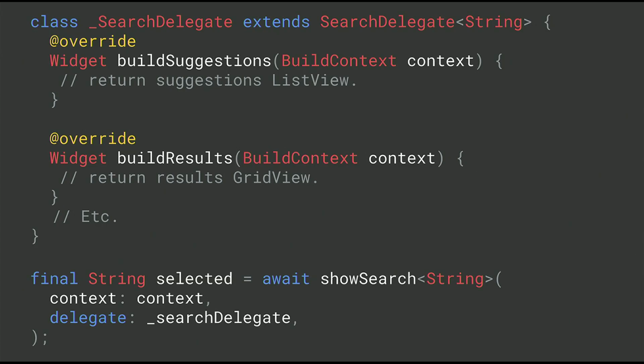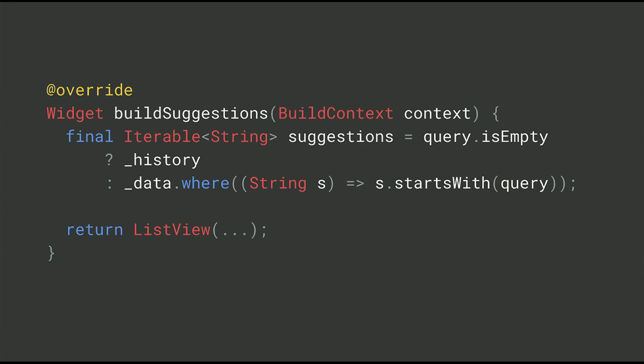First, create a class that extends the abstract class SearchDelegate. Override the buildSuggestions and buildResults functions and return what you want to be shown. In our example, it's a list view of text when the user is typing, and a grid view of images for the actual search results. Calling the showSearch function will open the search text field, and underneath it, the list view will return the buildSuggestions. Let's see how we do that in more detail.